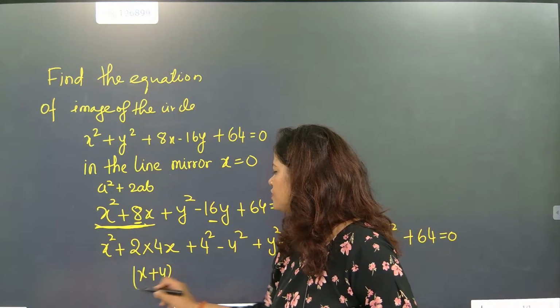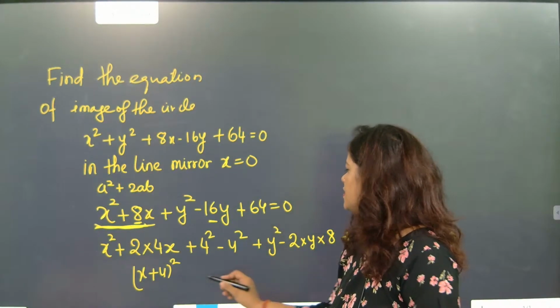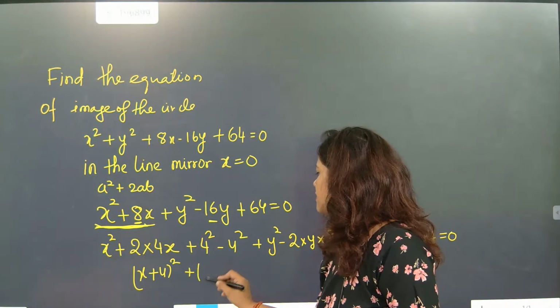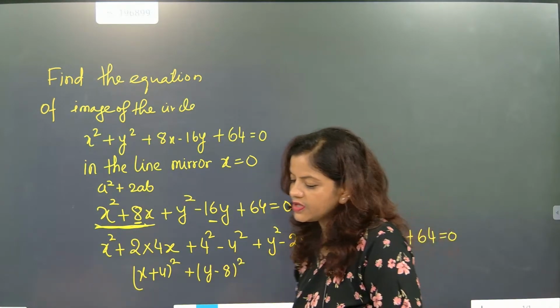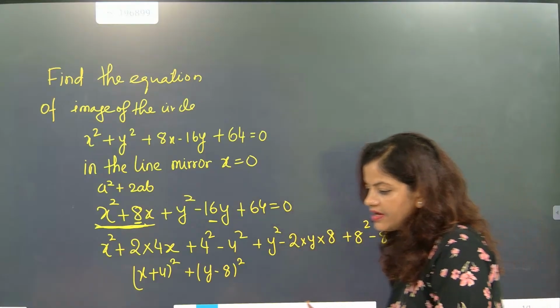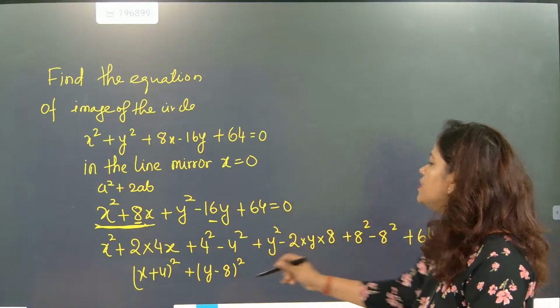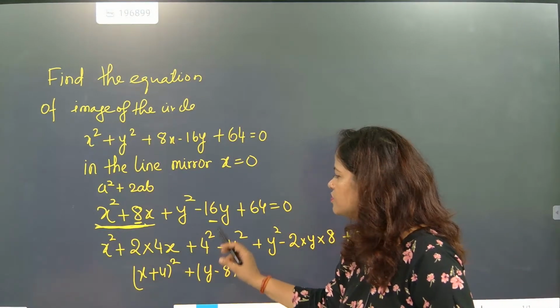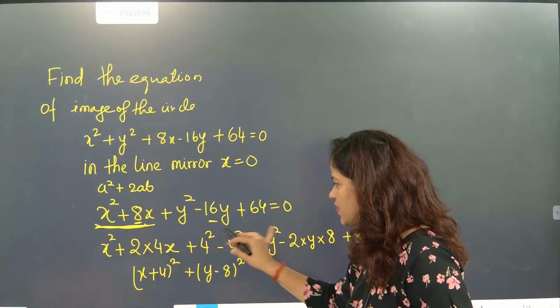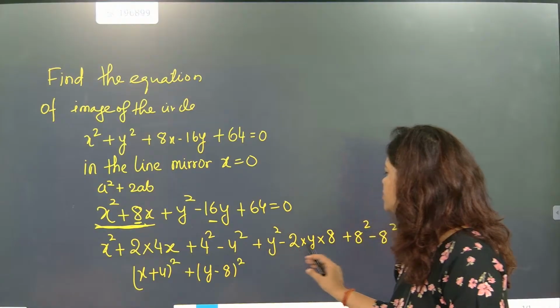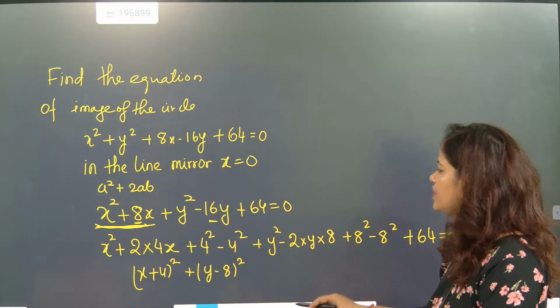X plus 4 whole square, then y minus 8 whole square. So x plus 4 whole square and y minus 8 whole square are coming. Here we take the square of 4, and this part is 2ab, so b square we have to take. Now here it is minus 2ab, so here what we are going to take is 8.